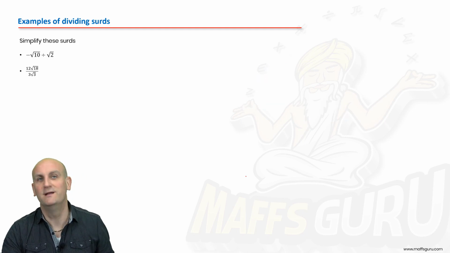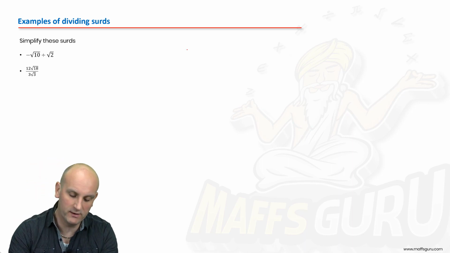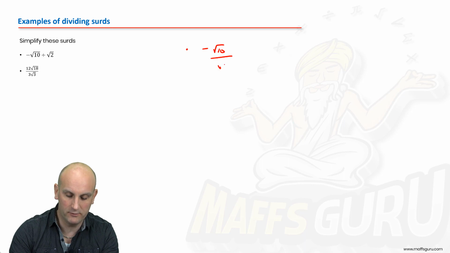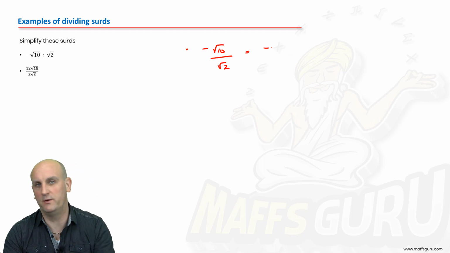All right, so look at that, minus the root of 10 divided by the root of 2. Well, I'm going to write that in a slightly different way. Minus root 10, and I'm going to divide it by root 2. Now, positives and negatives, that stays because I've got a negative on the top and a positive on the bottom, and so when they divide it stays as negative.